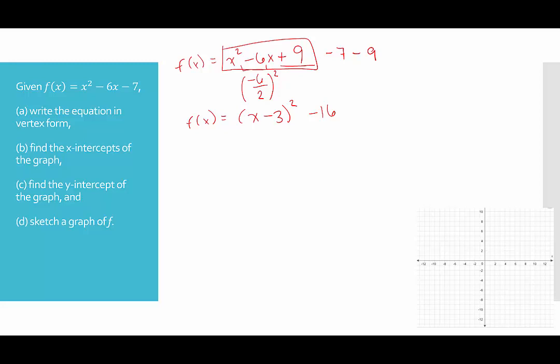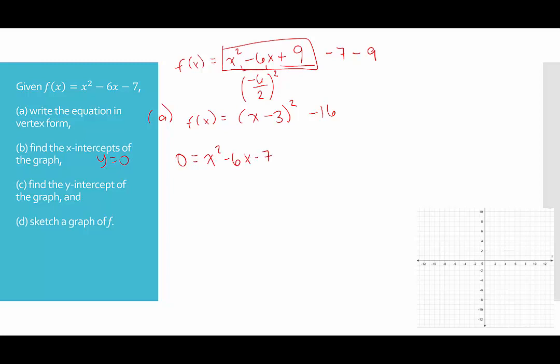Okay, so step 1 is done, or step A anyway. Step A is done. Step B, find the x-intercepts of the graph. So to find the x-intercepts, that means that we want to plug in 0 for y, or whatever y equivalent is, in this case f of x. So we're going to say 0 equals x squared minus 6x minus 7.